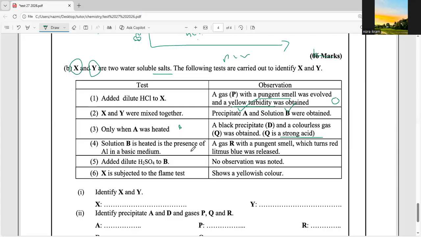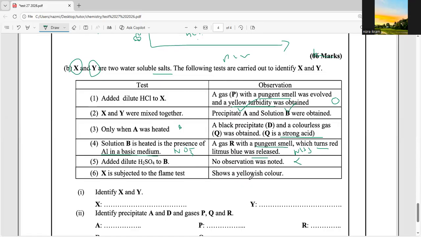Solution B is heated in the presence of aluminum in basic medium, a gas with pungent smell which is turning red litmus blue. That means ammonia gas is released. When you put aluminum in basic medium, you remember that is the test for identification of NO3 minus. That means in solution B, NO3 minus is there. Added dilute H2SO4 to B. No observation was noted.